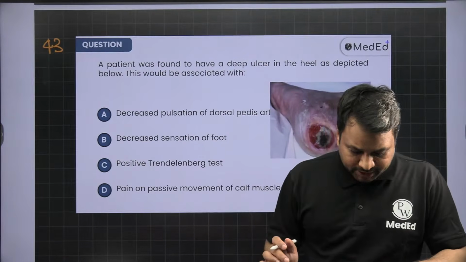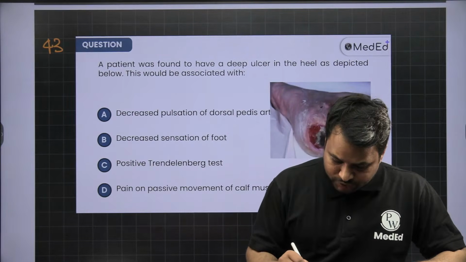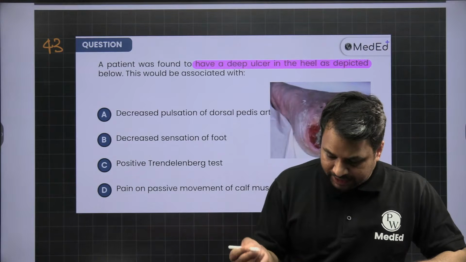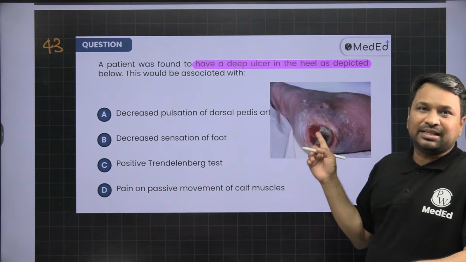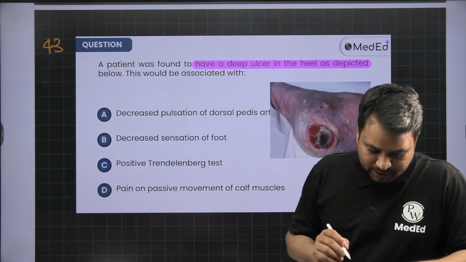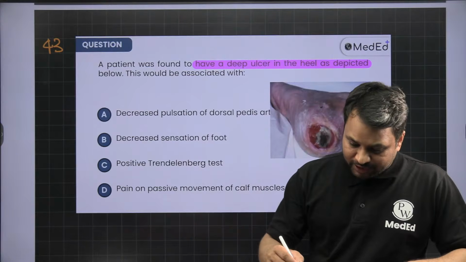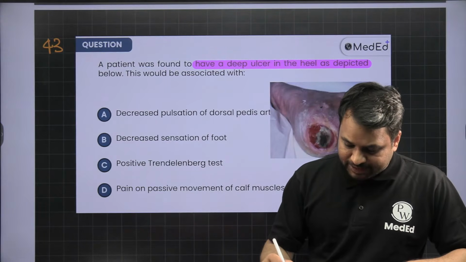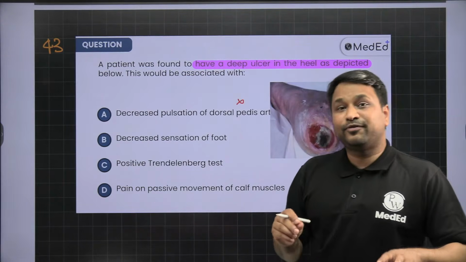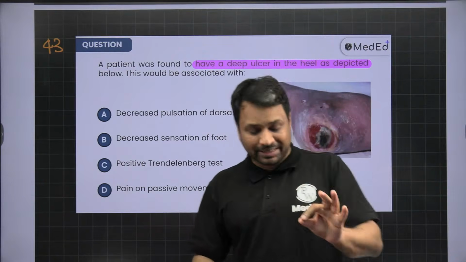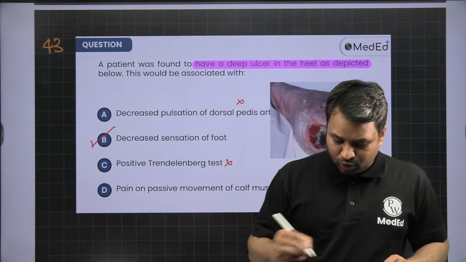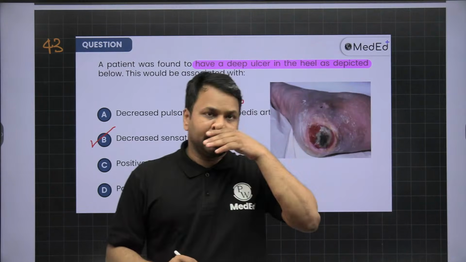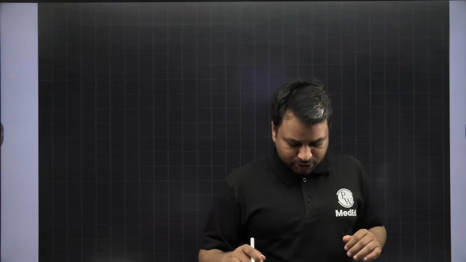Question number 43. A patient was found to have a deep ulcer in the heel as depicted below. What is the association? Now, such ulcers with slough are usually diabetic foot ulcers, right? So for diabetic foot ulcers, what do you have? Decreased pulsation of dorsalis pedis? No, diabetic foot ulcers are because of microangiopathy. So there will be loss of sensation. So, decreased foot sensation, not Trendelenburg, no passive movements on calf, nothing. Answer here is going to be decreased foot sensations.